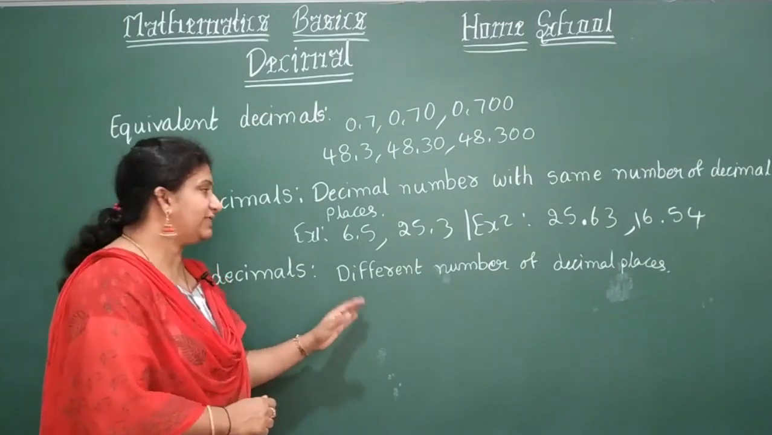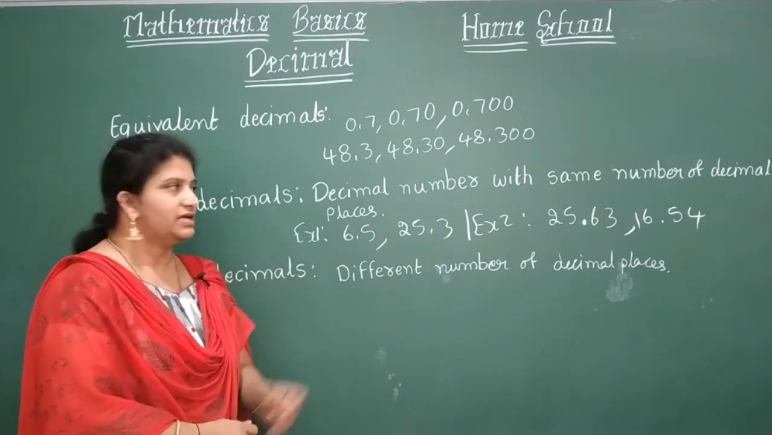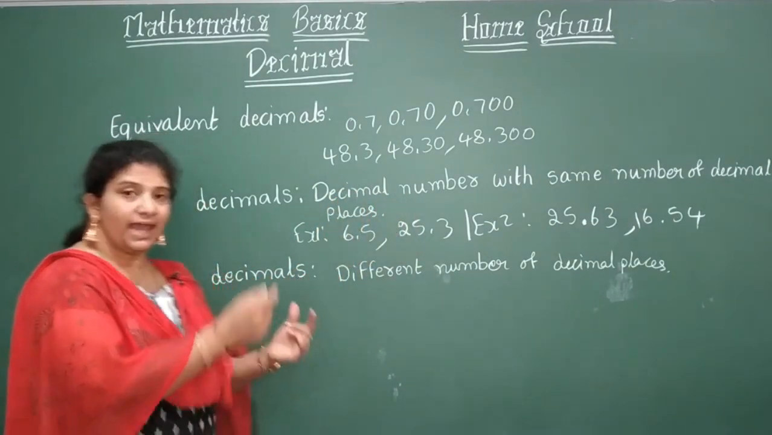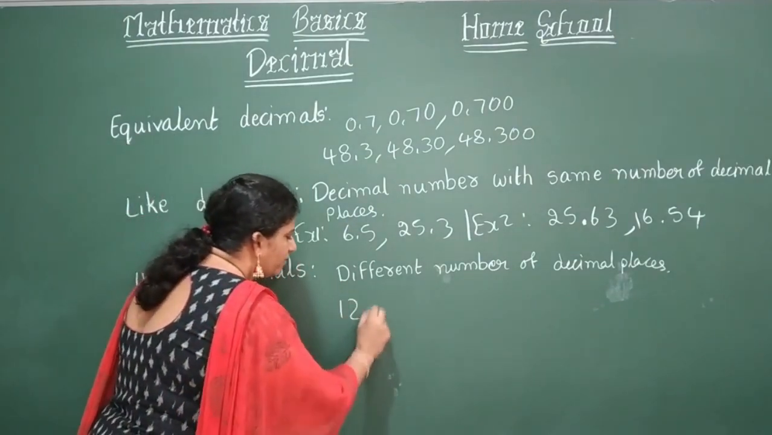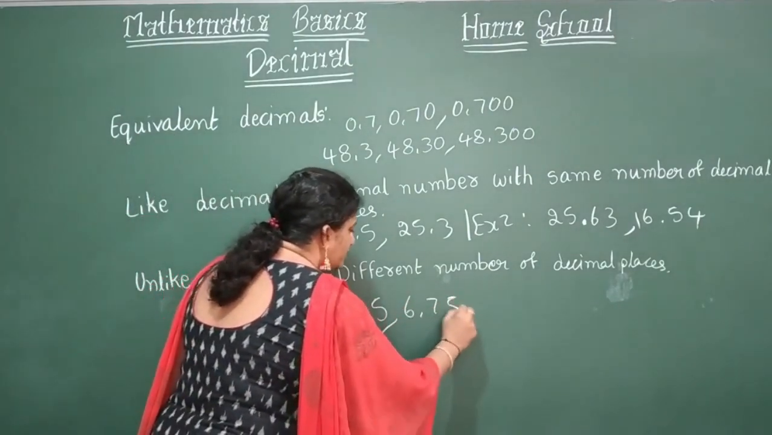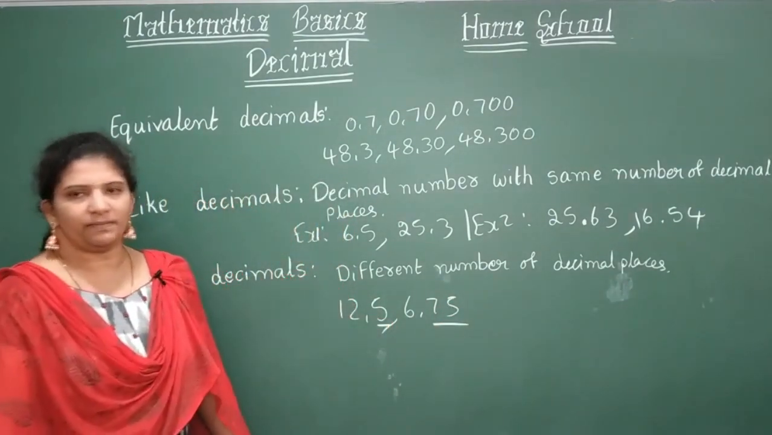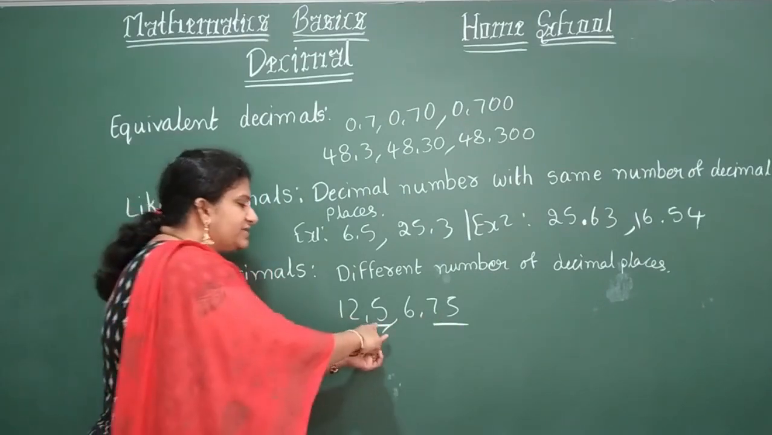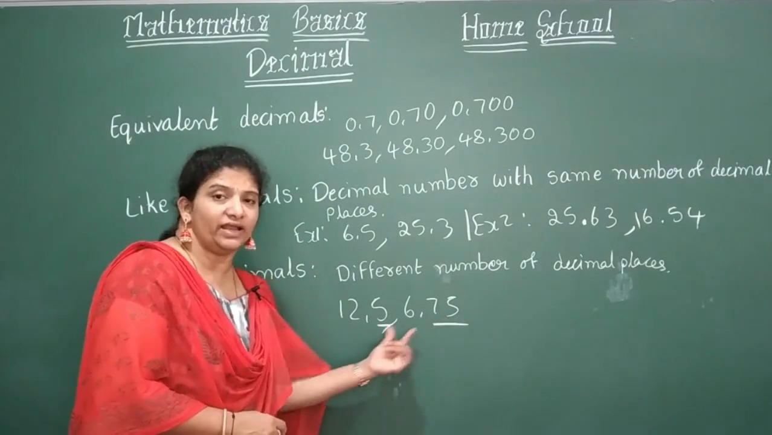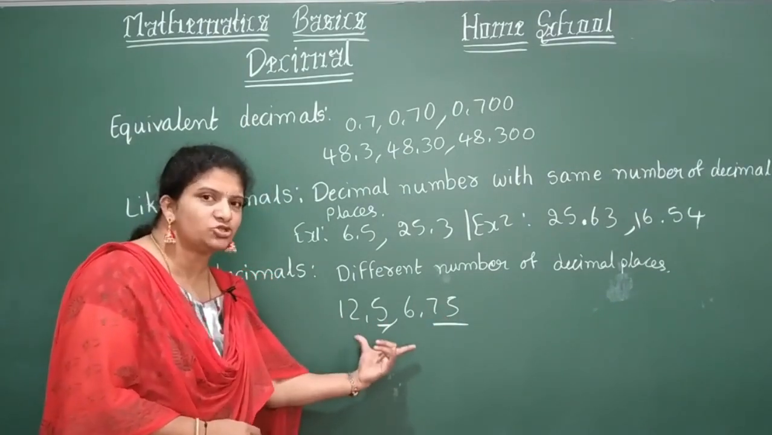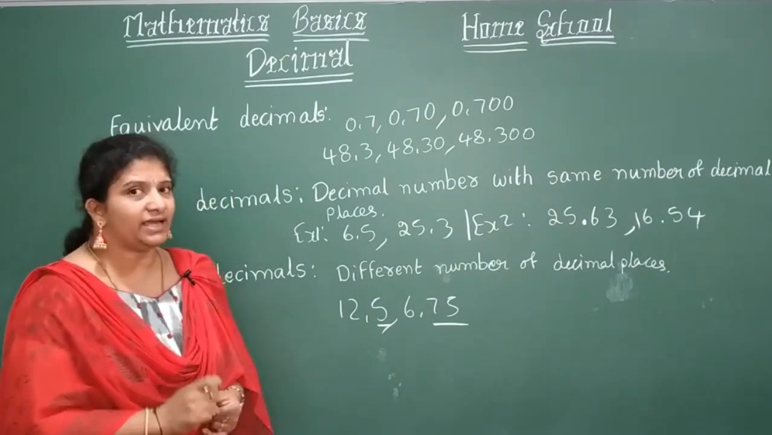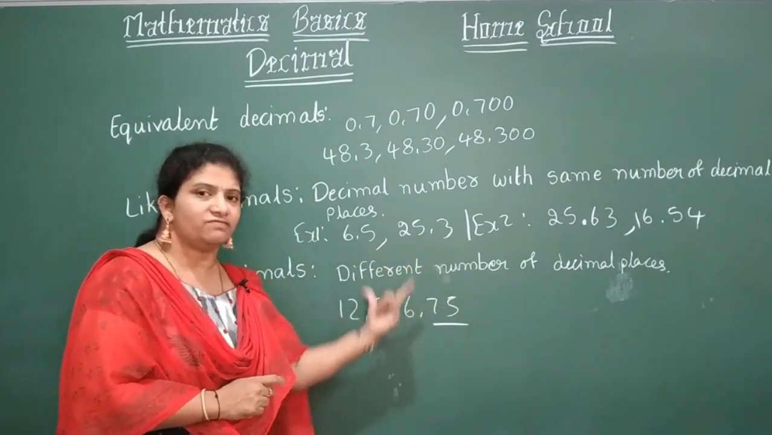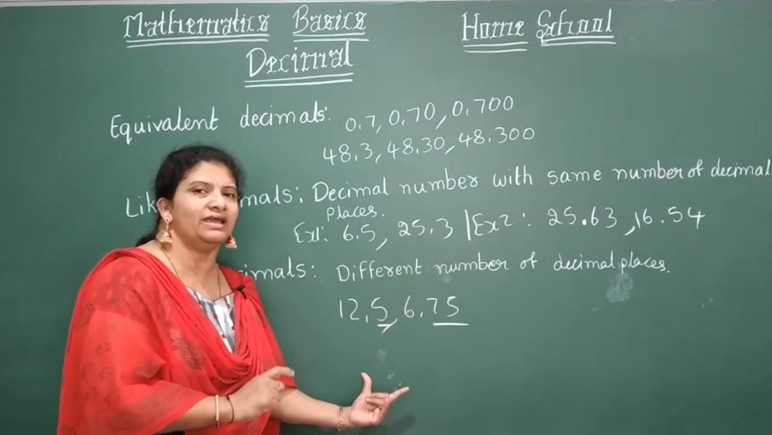Follow, children, like decimals. Now, coming to unlike decimals. Decimal numbers with a different number of decimal places. See here, decimal numbers with the same number of decimal places. Now, decimal numbers with a different number of decimal places. Here, how many decimal places do you have? 1. Here, 2. So what can you say? The number of decimal places is different. If they are different, we say these two decimals are unlike decimals. If the number of decimal places is the same, like decimals. If they are not the same, they are unlike decimals.